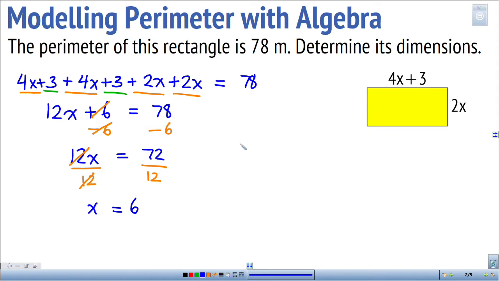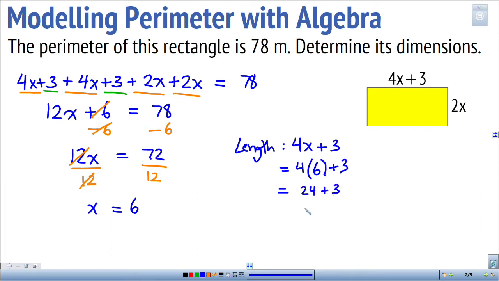So the length here, I said, is 4x plus 3. So I know what the value of x is. I know that it's 6. So I'm going to substitute the value of x as 6, plus 3. So this is saying 4 times 6 and then add 3. So 4 times 6 is 24. And I'm going to add 3 to get me 27. So the length is 27 meters.